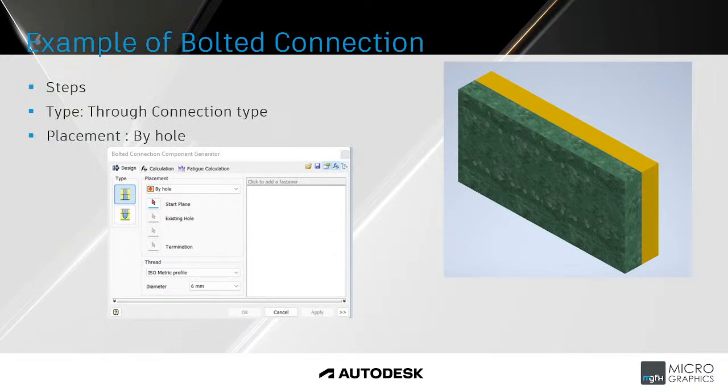So, an example of a bolted connection. Here we have a fully constrained assembly. This is a simple block that's been fully constrained together. The holes have already been created in this example. So I open the bolted connection, and you'll see this table. For the type I chose the through connection type, and placement is by hole because the holes have been created already.